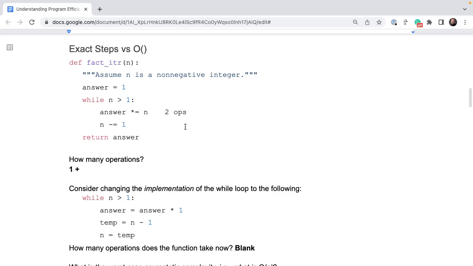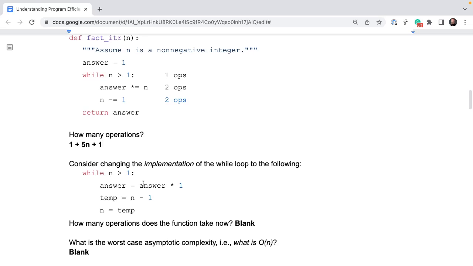And then we also have 2 operations here, same reason. We have the comparison here. But how many times did this loop occur? Yep, n times. So how many operations? It's going to be a function of n, so 1 plus 5n plus the return. So this is, of course, going to take us 1 plus 5n plus 1 steps.